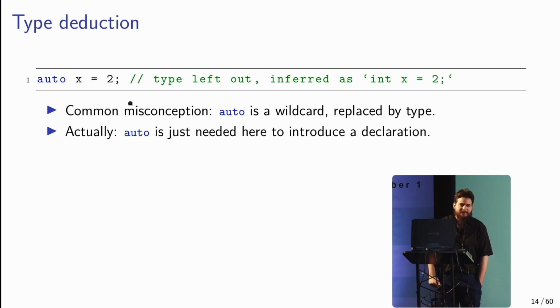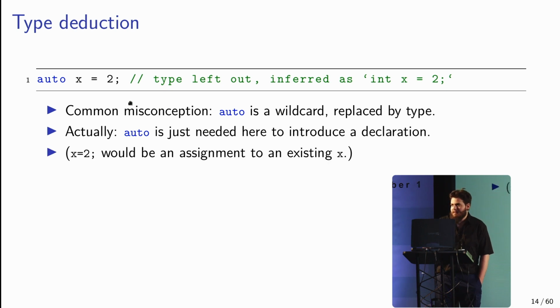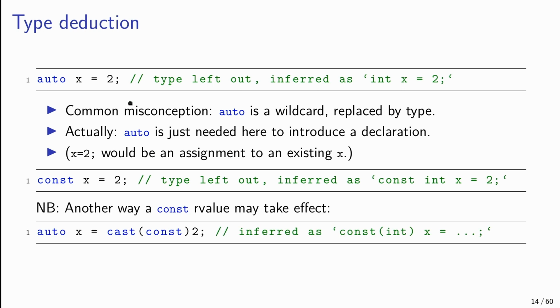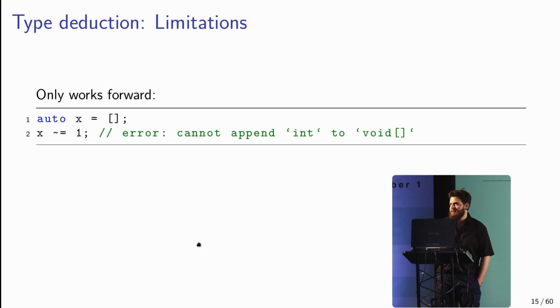This is the same meaning as it has in C. Because if you didn't write auto, it would just try to assign to an existing variable. You can also have type deduction if you put any other storage class in front of the declaration, to not introduce it. So this is another way a const R value may actually take effect. Here, this x will actually be a const variable, even though it doesn't necessarily mean much on the right-hand side.